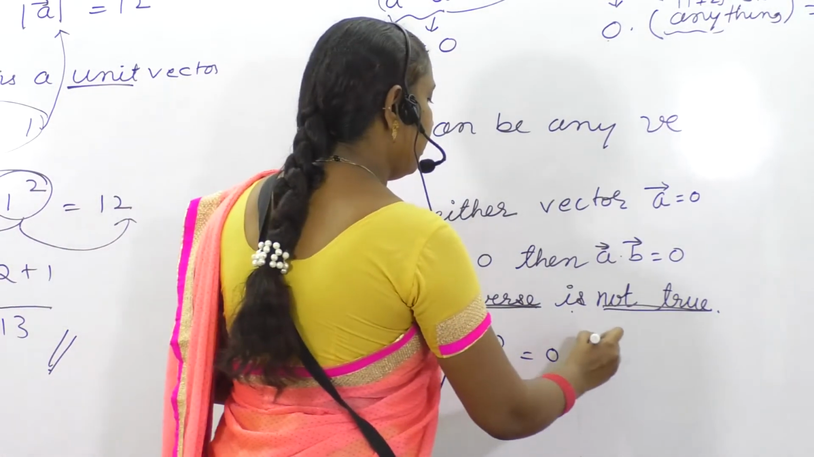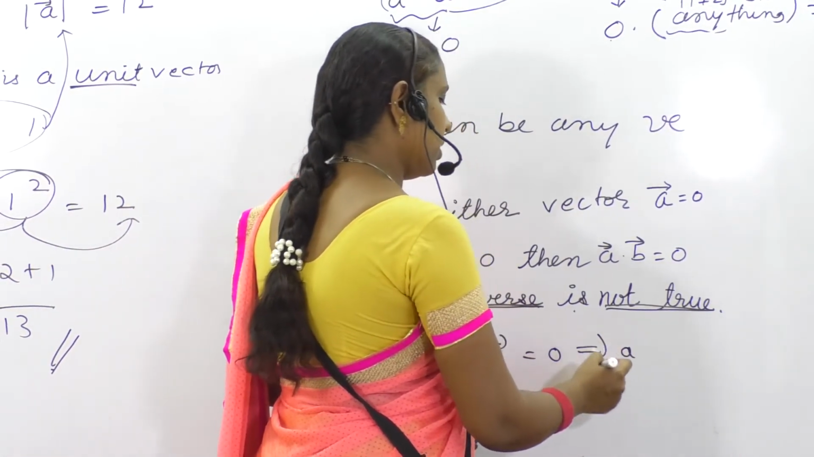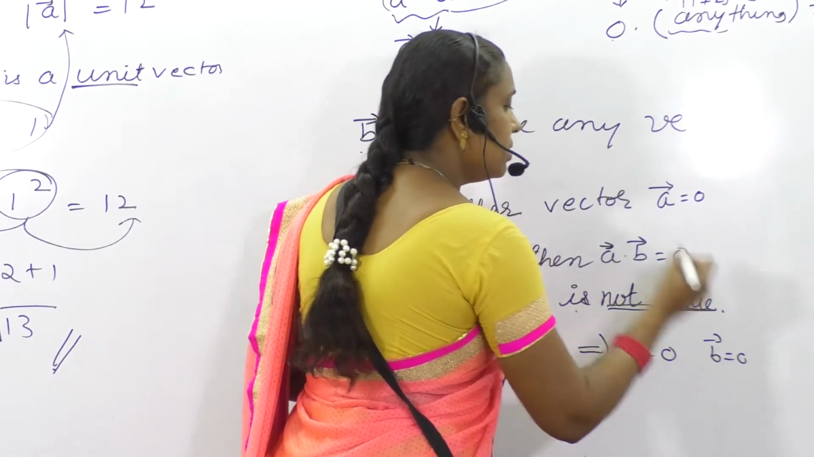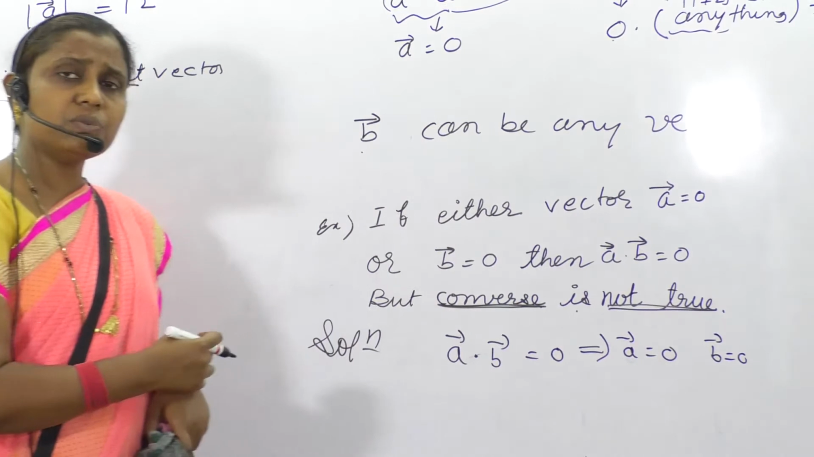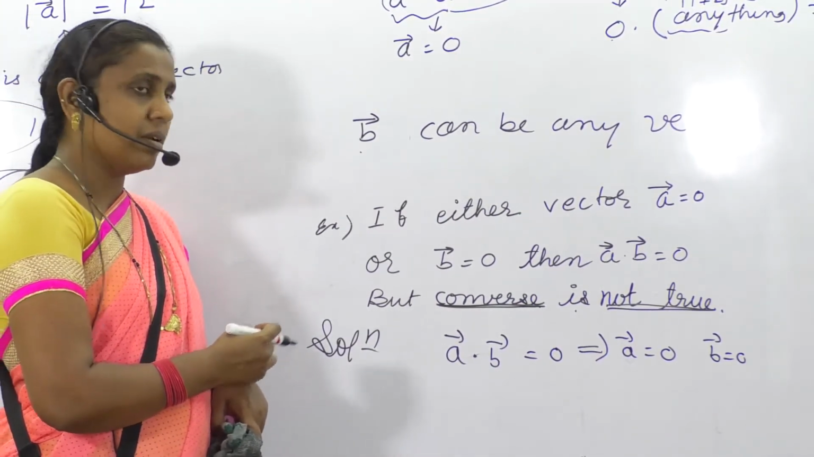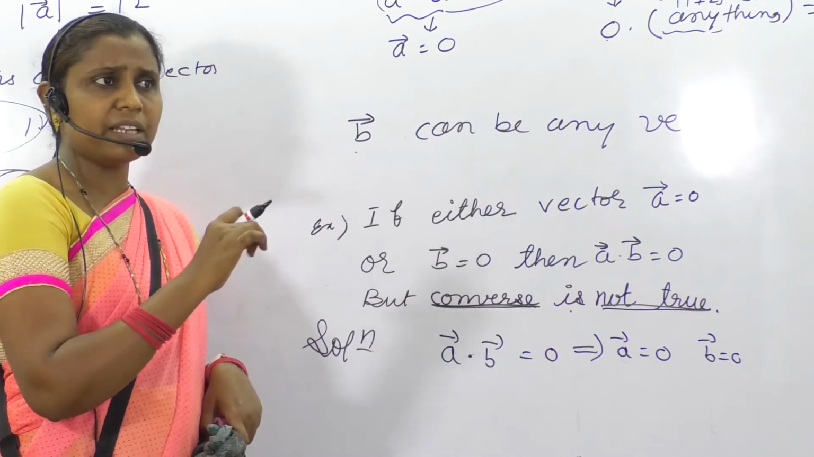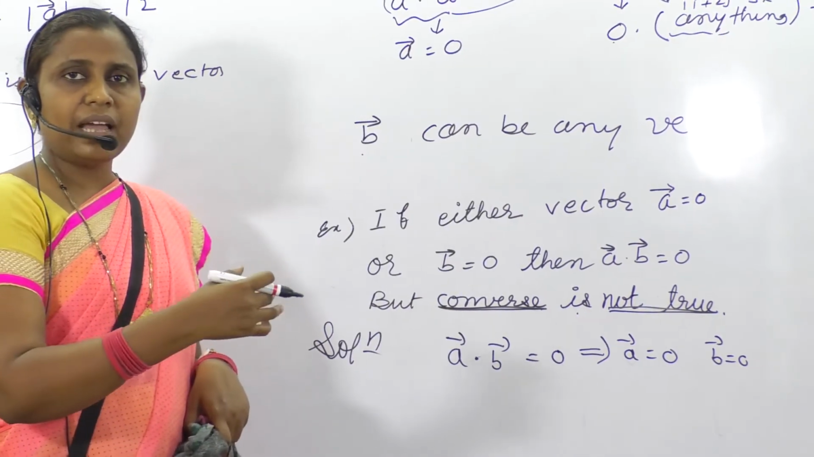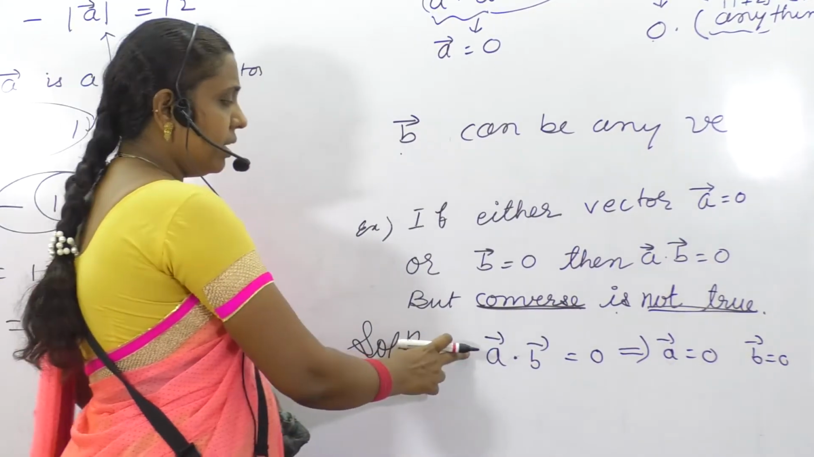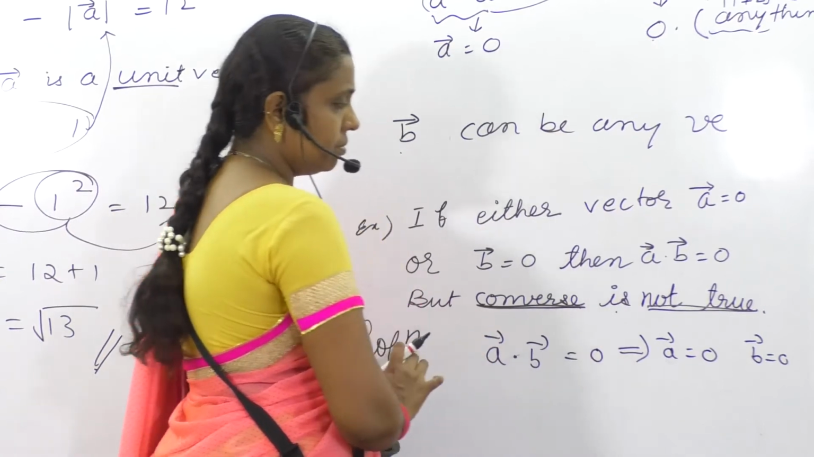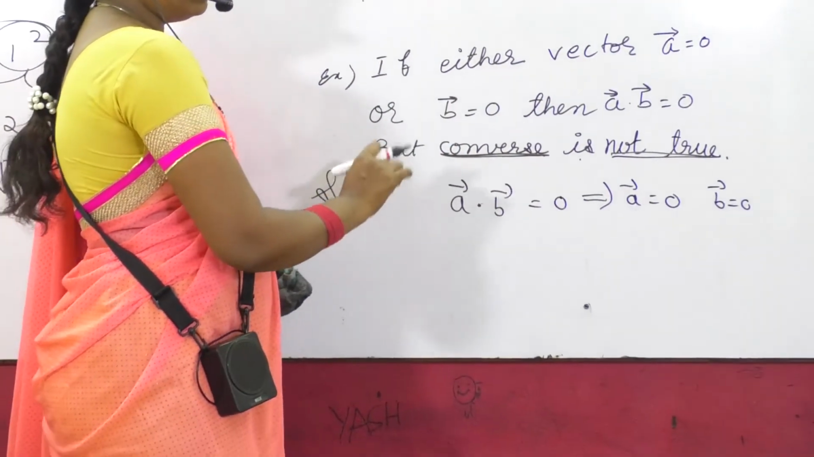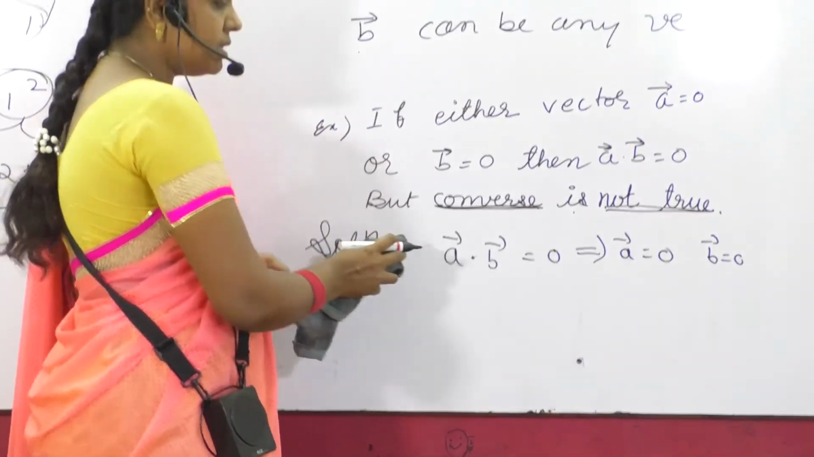This means what? Either A equal to 0 or B equal to 0, the 0 vector. 0 vector means what? Do you remember the definition of 0 vector? 0 vector means magnitude will be 0, length will be 0, but the direction is arbitrary. Arbitrary means it takes any direction. Okay? So A dot B will be 0 if A equal to 0 and B equal to 0. But the converse is not true.